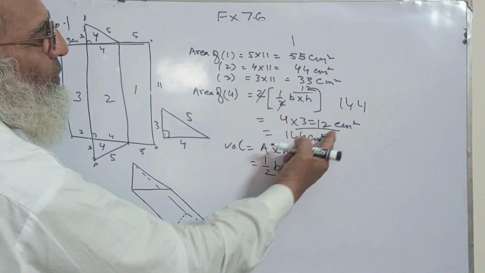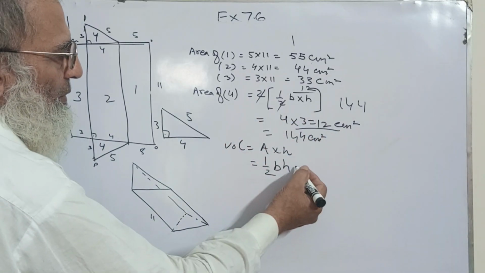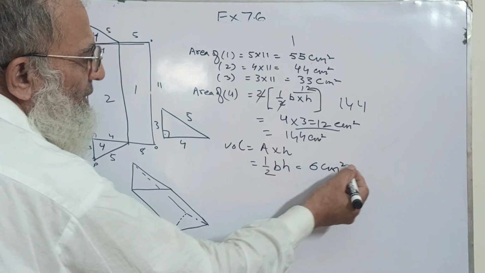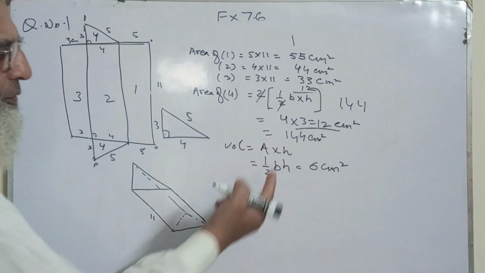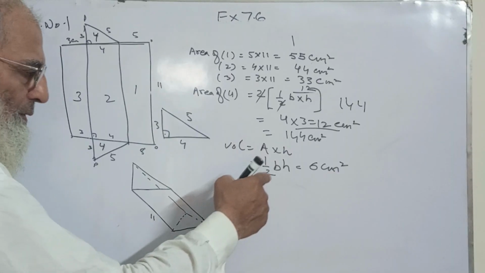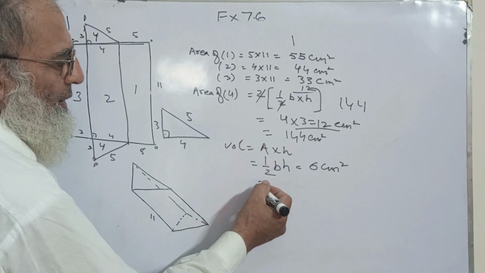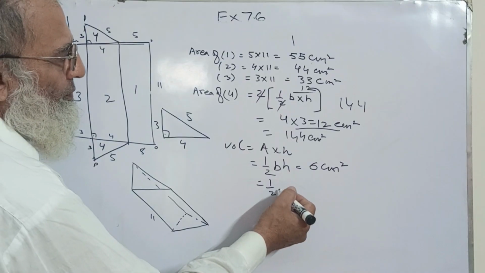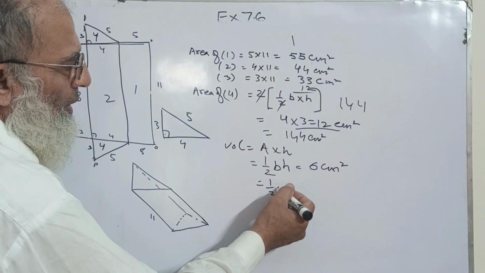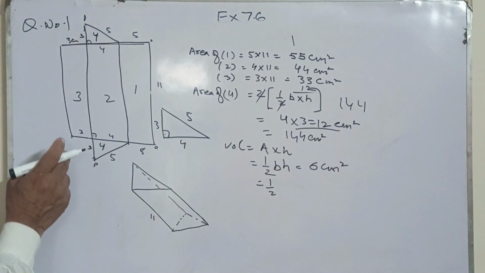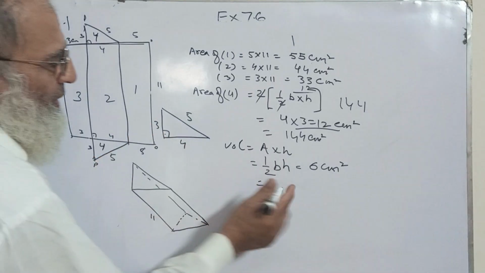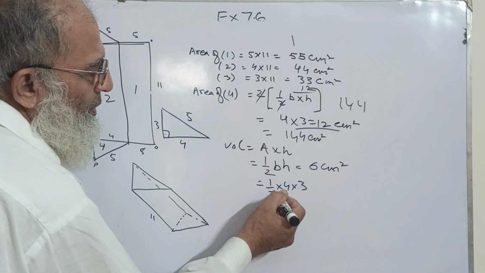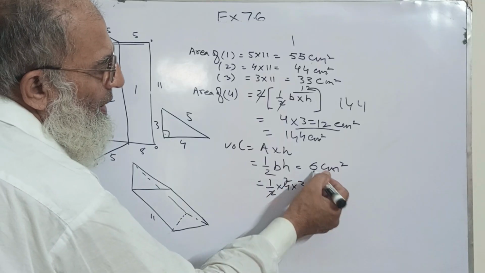What was it? It was 12 centimeters, so obviously it will become 6 centimeters. Or if you want to do it again, just see that this is the base. The base is 4 multiplied by the height, which is 3. So this will cancel this, and it will become 6 again.